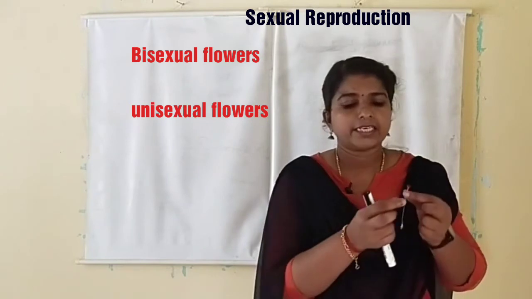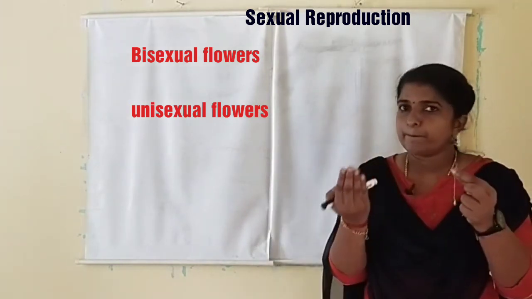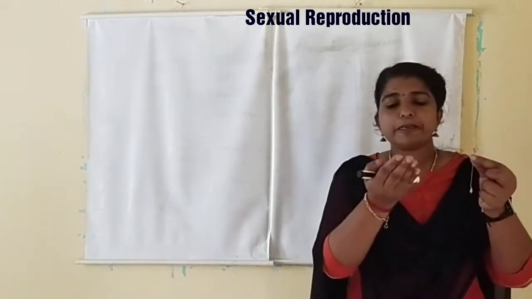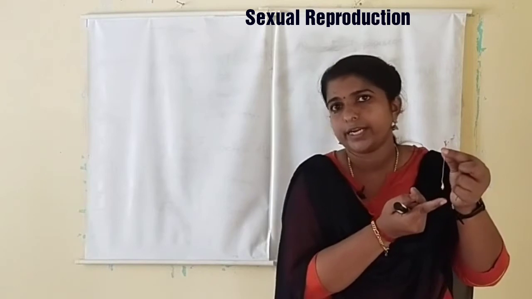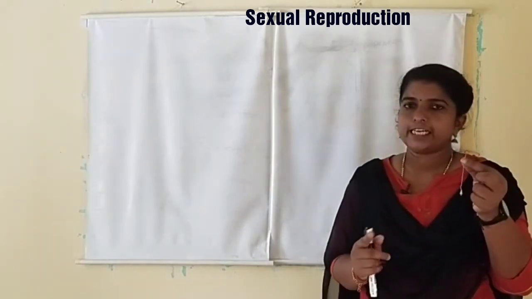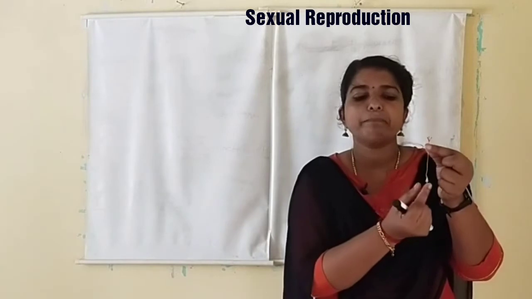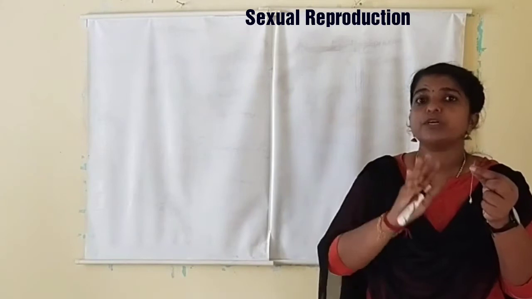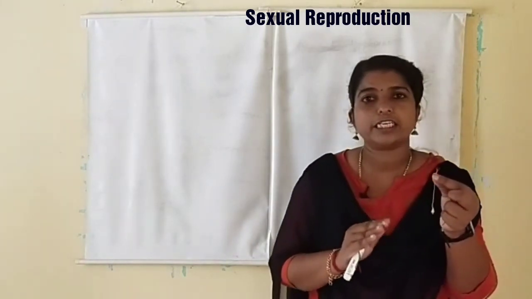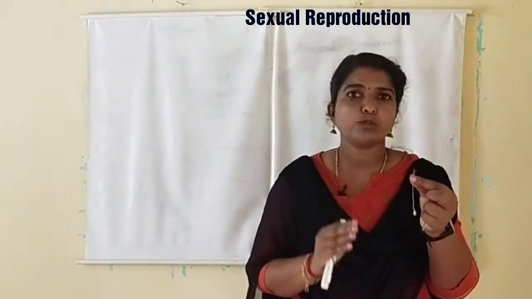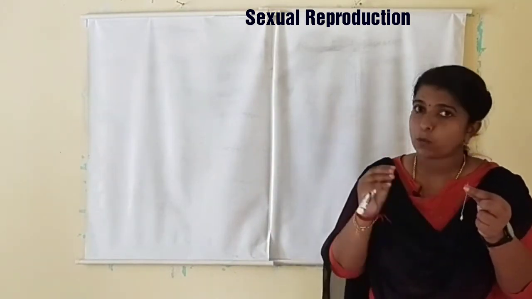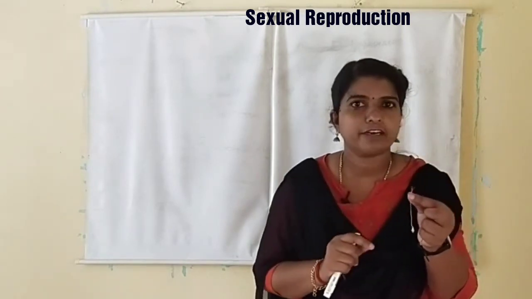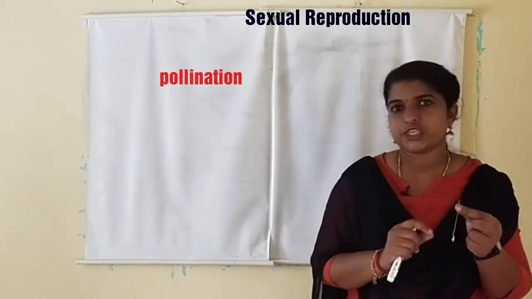And you know, the male gamete is produced by the pollen grain and the female gamete is inside the ovary. For fertilization, both of these gametes should meet each other. So, the pollen grain should be transferred to the female reproductive part. And that process of transfer of pollen grains from anther to stigma of the flower is known as pollination.